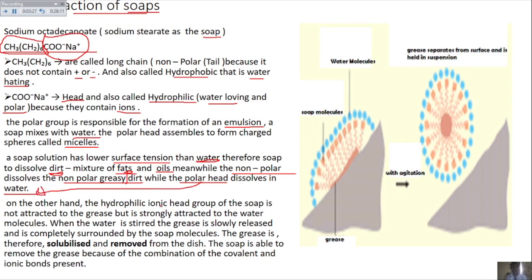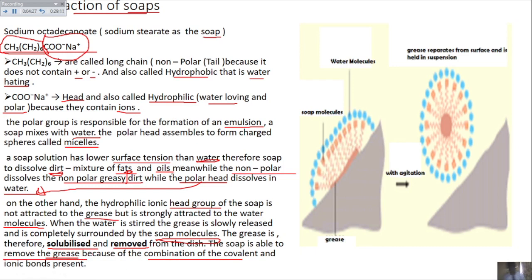On the other hand, the hydrophilic ionic head group of the soap is not attracted to the grease, because the grease is not polar, but it is strongly attracted to the water molecules, because water is a polar solvent. When water is stirred, the grease is slowly removed and completely surrounded by soap molecules. The grease is therefore solubilized and removed from the dish. Soap is able to remove the grease because of the combination of covalent and ionic bonds present.